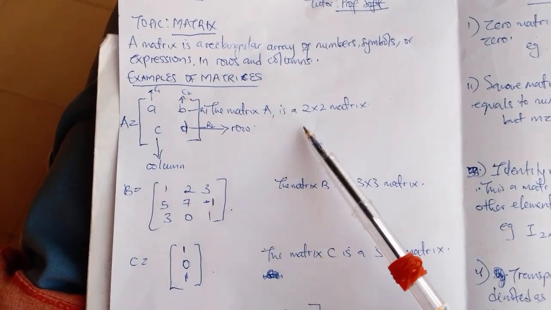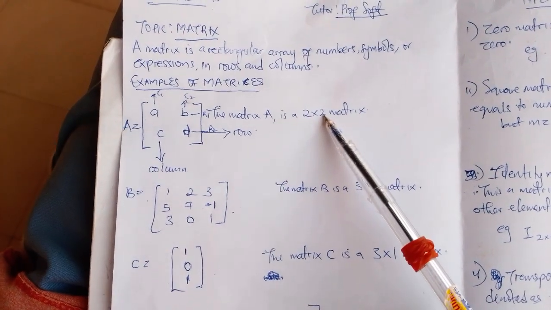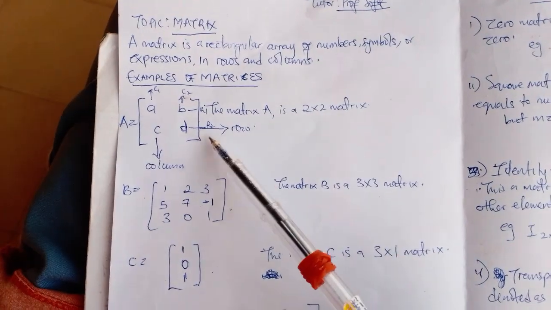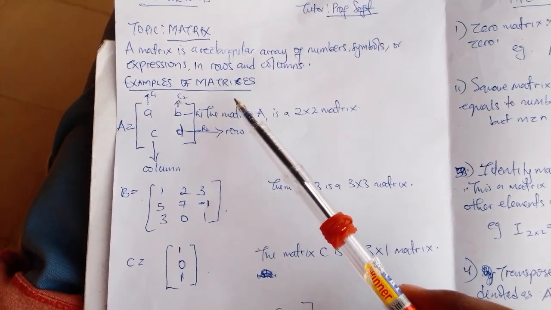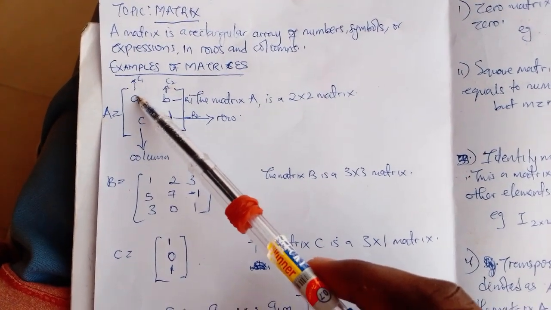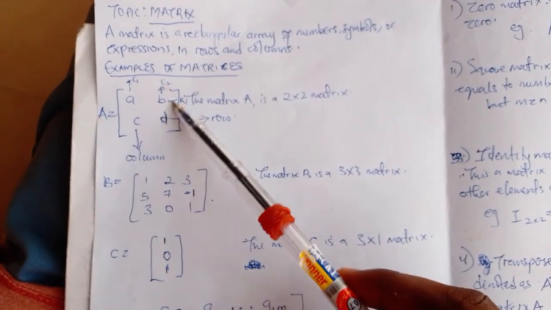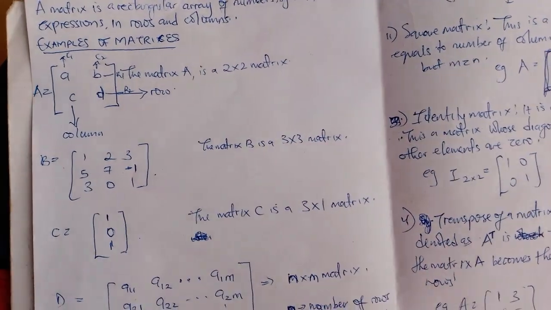Why? Because this 2 by 2 means this first 2 is for rows and this other 2 is for columns. So if I ask what type of matrix this is, you already know it is a 2 by 2 matrix. Reason being that we have 2 rows, row 1 and row 2, and we also have 2 columns, which is column 1 and column 2. Then we see that it is a 2 by 2 matrix.